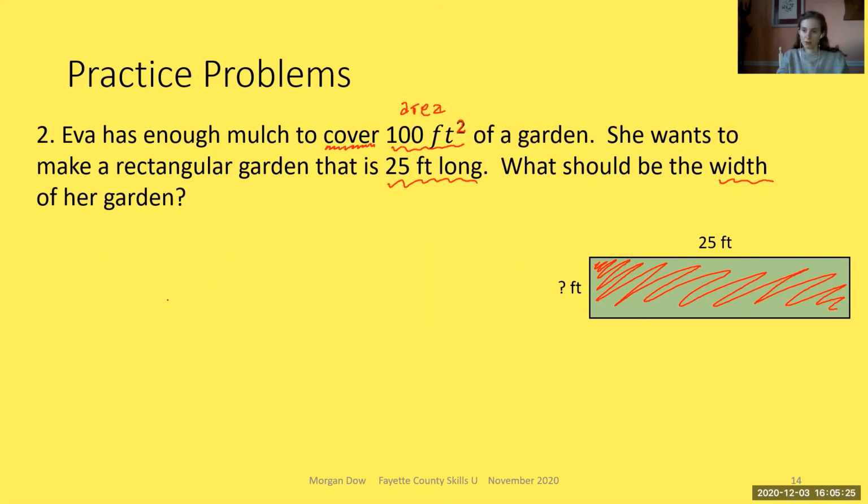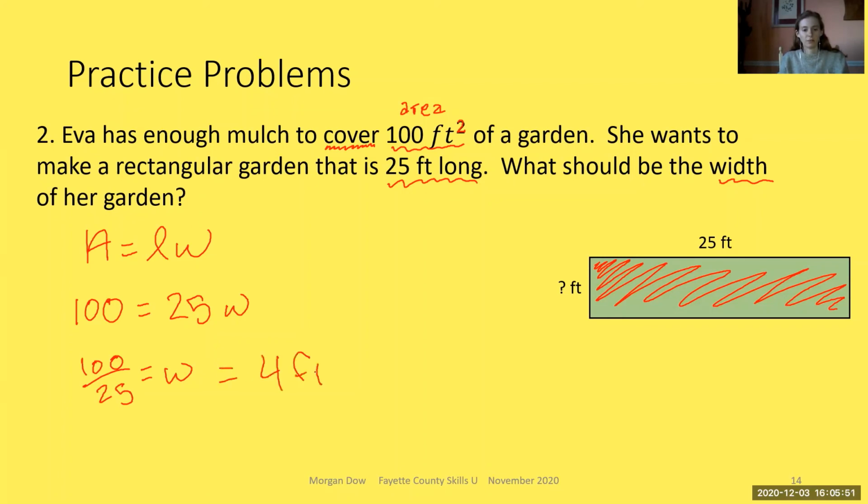Since we're talking about area of a rectangle, I'm going to start with my formula. And then I'm going to fill in the information I know. The area is 100 and the length is 25. We want to know what the width is. So to solve for W, we would divide. 100 square feet divided by 25 feet will give us 4 feet. So this garden is going to have a width of 4 feet.